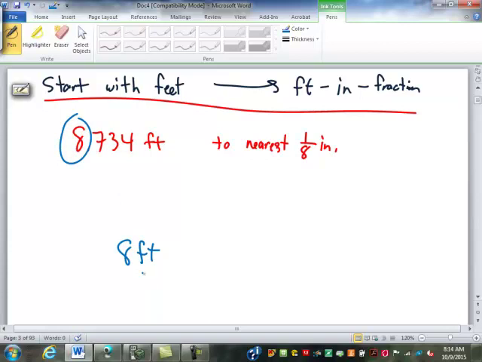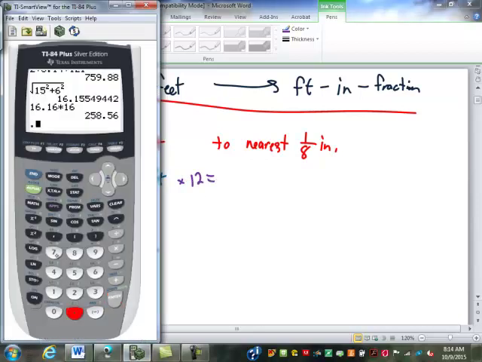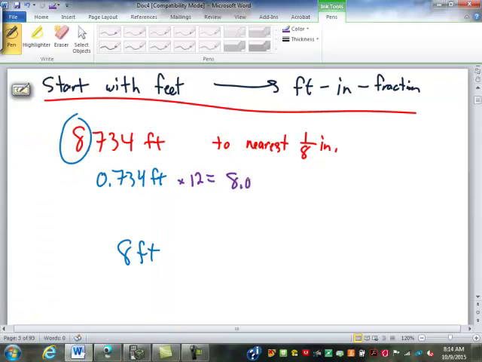So it's 8 feet. So we've got 0.734 feet. Our next step is going to be to convert that into inches. How do I convert that into inches? Times 12. So 0.734 times 12. 8.808. That's inches. So that means I've got 8 inches. So take that off. Now I have the 0.808.